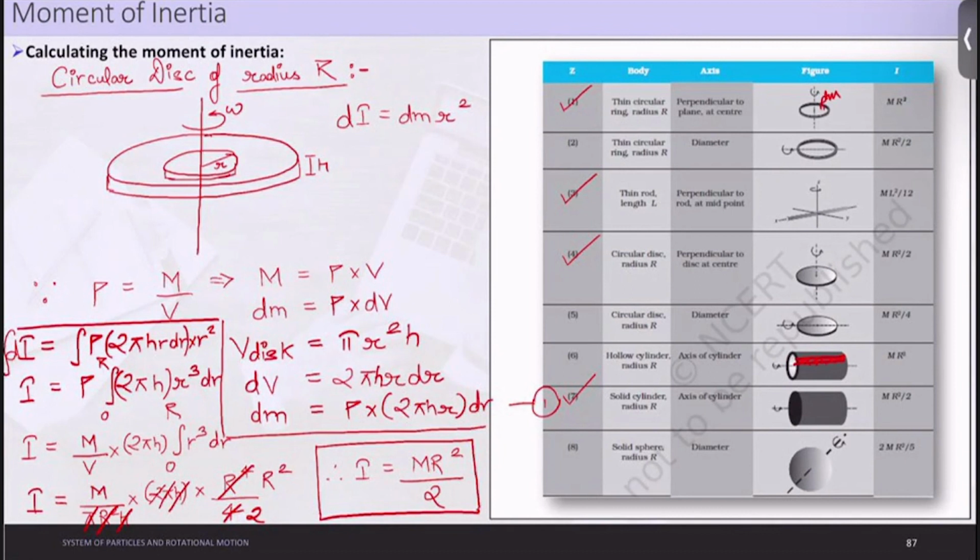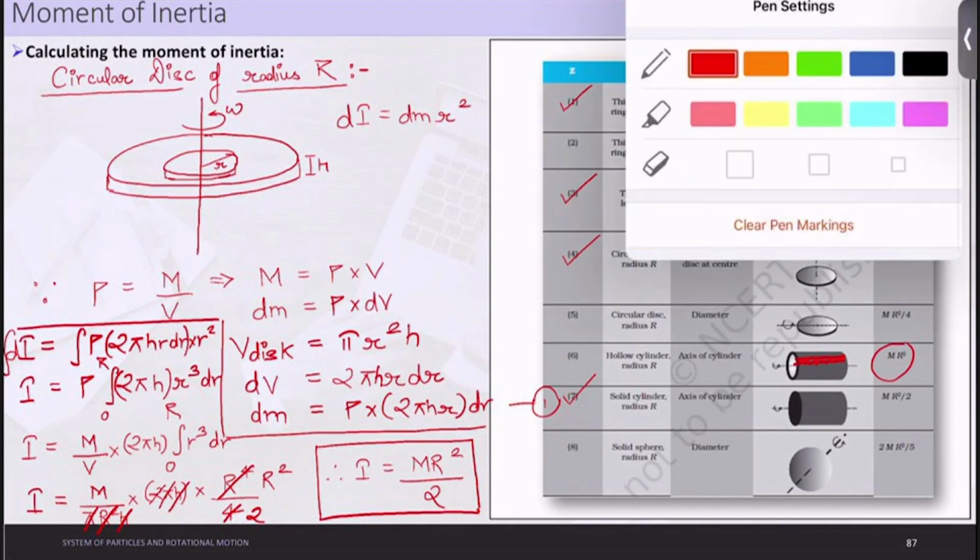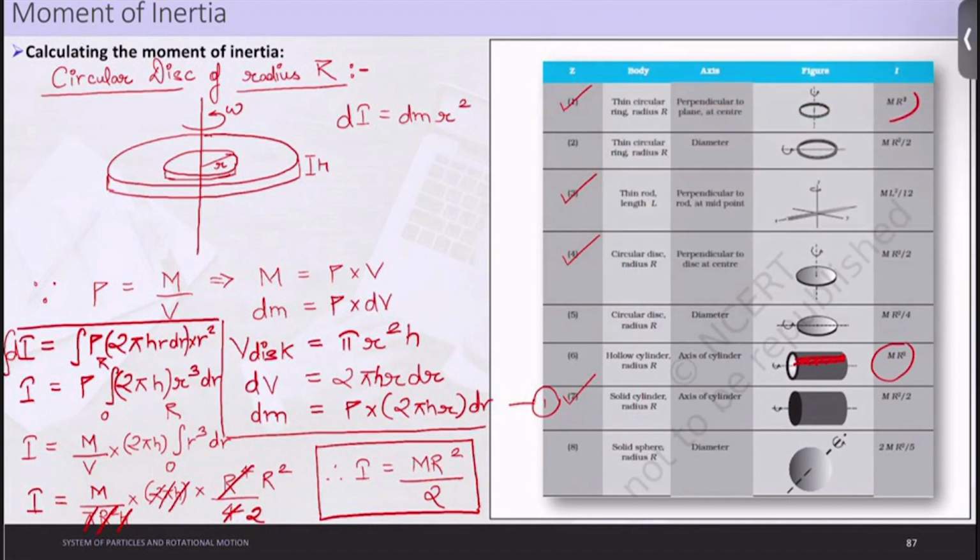Correct? So if you basically integrate it, you will get the mass as m, because the complete mass dm is lying at a distance r. So you can again see that mr square and mr square is same. So that's why there is again no reason to calculate or derive this moment of inertia. But even if this comes in the exam, you can write this properly.